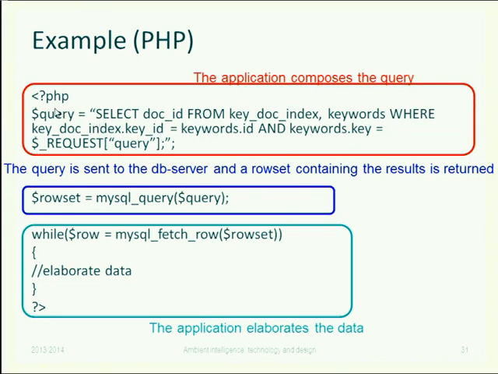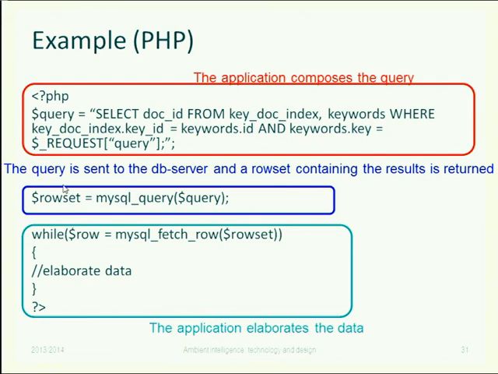And what do I do with this query? It's just a string at the application level. The application sends this string that contains a query to the database by using a library function, for example, mysql_query. The database receives this string, analyzes it, and if it's okay, it will execute the commands implied by that query and build a result, a table with the results of that query.